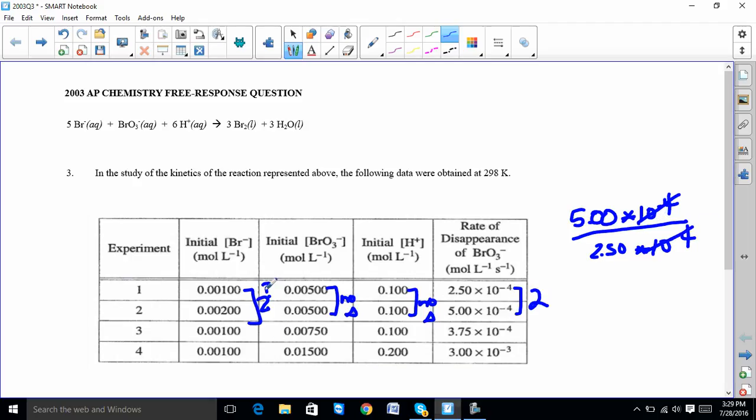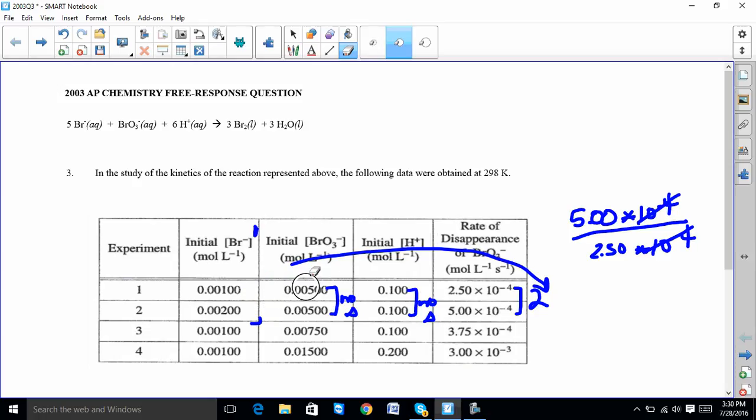So 2 to what power gives you 2? And so the first thing we know is that the order of this reaction with respect to bromide is first. Why? Because when this doubled and this didn't change and this didn't change, the rate doubled. So when this doubled, the rate doubled. And so that's a one-to-one correlation, or first order, however you want to think about it. Now, I'm going to erase all this stuff because it gets complicated.